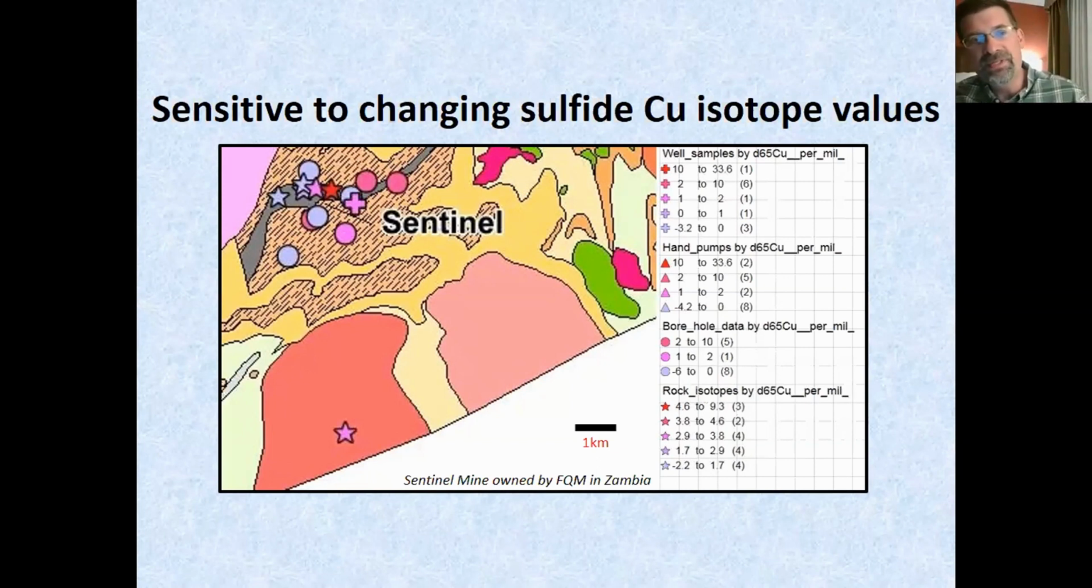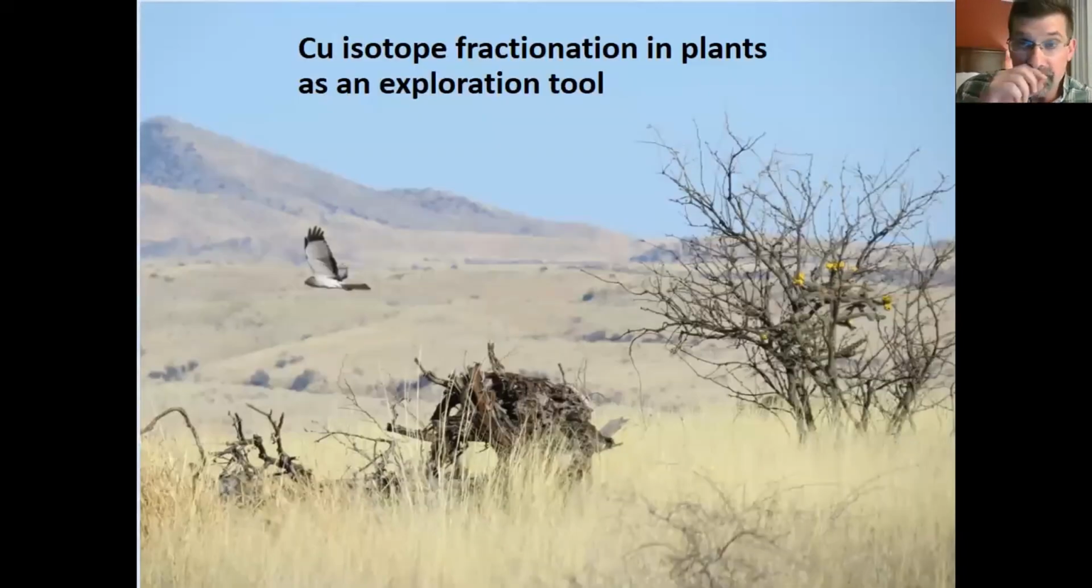But you can also see that the gray dots of the water correlate with the gray ores. As the ore gets heavier, so does the water. So it seems to be a pretty sensitive indicator. If you're seeing the signature, you're probably really close to where the weathering of the sulfide is. All right, so we move on to plants.